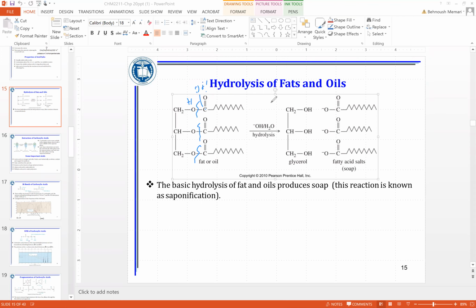But because it's in a basic solution, the OH is going to be deprotonated, and it gives you the anion or the salt. And then the salt is the fatty acid salt, or the soap. If you are using sodium hydroxide, it would be the sodium salt of the fatty acid, or the potassium salt of the fatty acid.